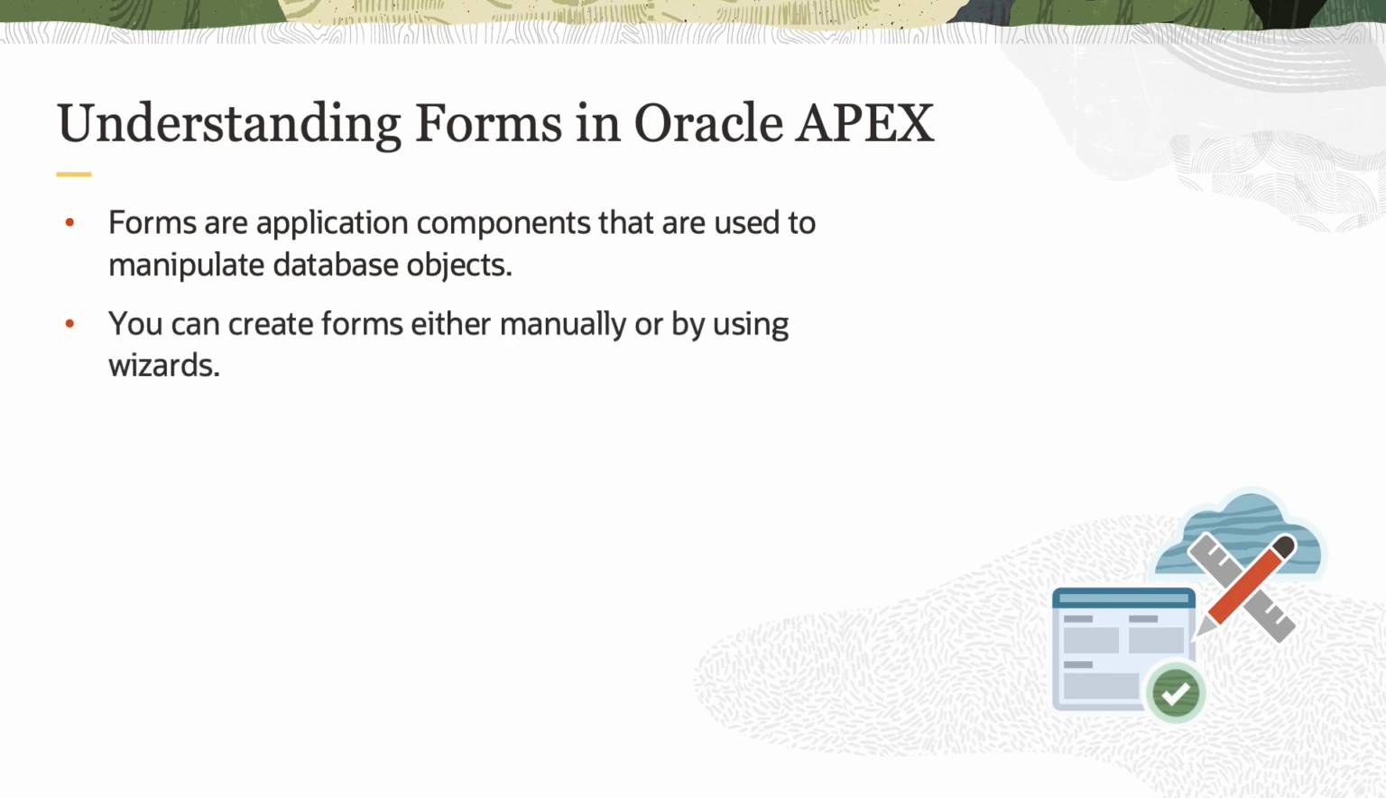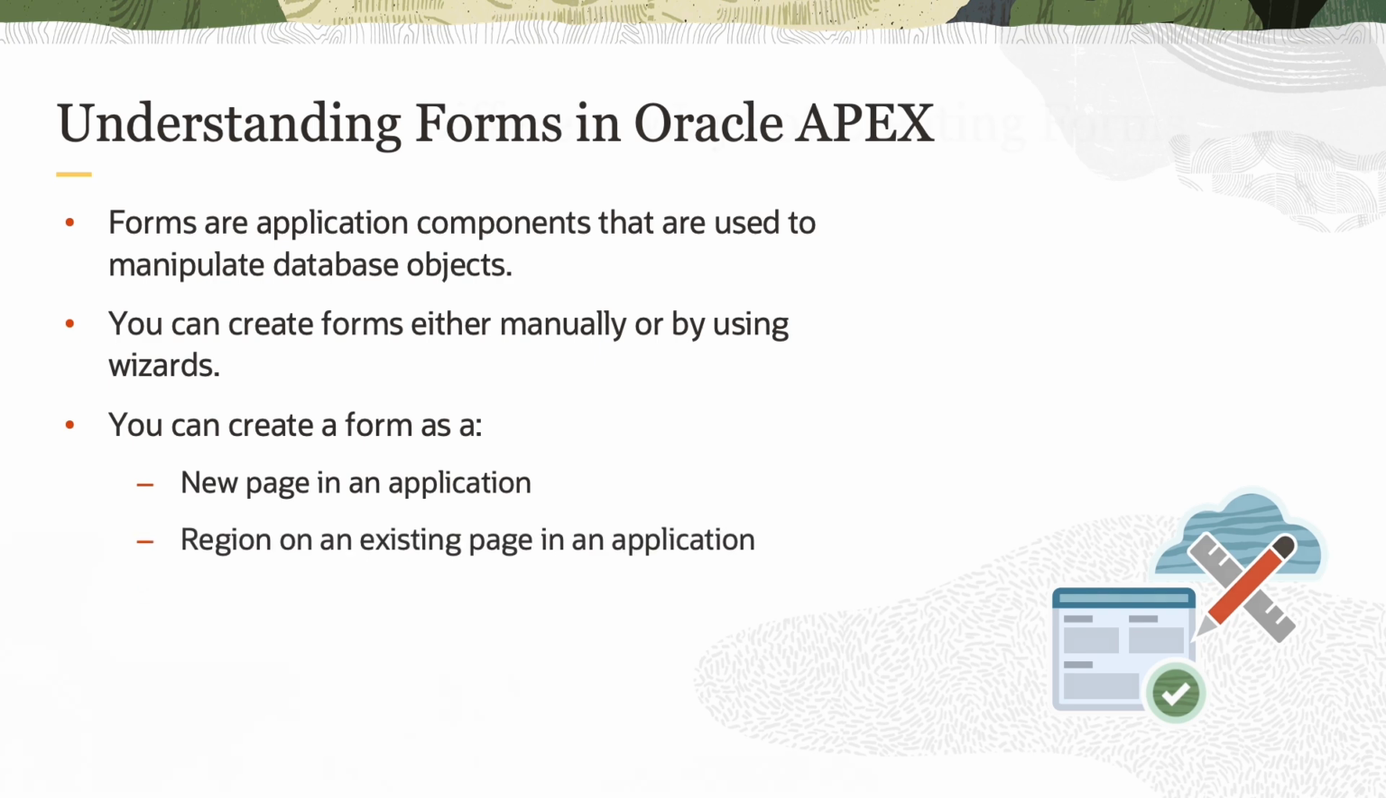You can create forms either manually or by using Wizard. You can create a form as a new page in an application or as a region on an existing page in an application. Developers can create three basic form types: editable interactive grid, form, or master detail. Forms are made up of fields called items, which can be selected from a multitude of built-in types such as text fields, text areas, radio groups, select lists, checkboxes, date pickers, and pop-up list of values. Developers can also create their own custom item types using plugins.